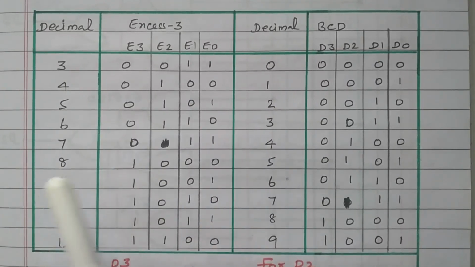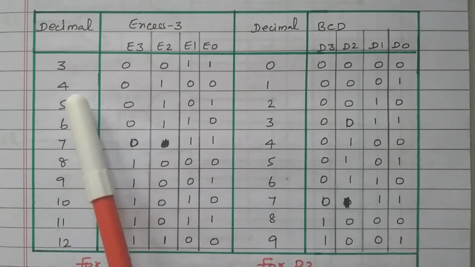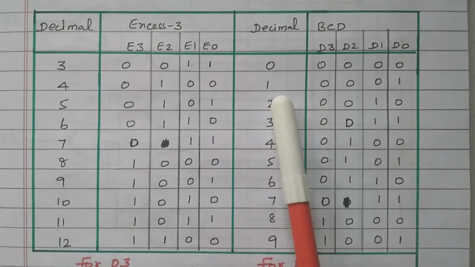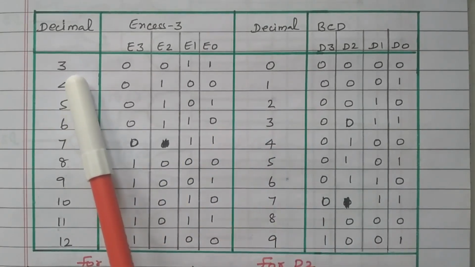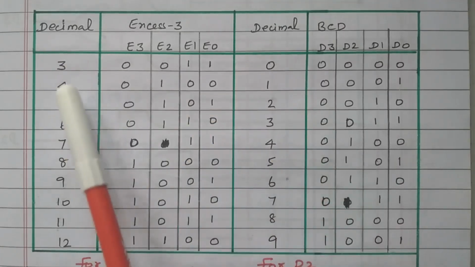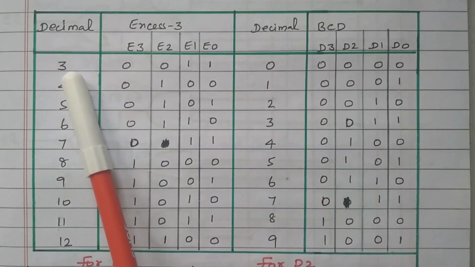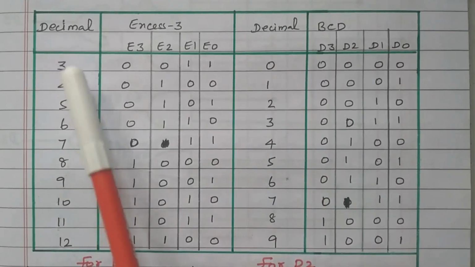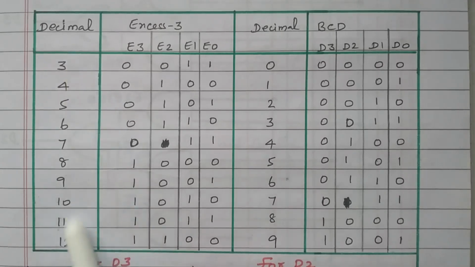Now what we need is XS3 to BCD, so we need to subtract here. 3 minus 3, 0. 4 minus 3, 1. 5 minus 3, 2. Right? At minimum we start with 3. We cannot start with 2 or 1, because while subtracting we will get a negative value. So the minimum XS3 code will be 3. The starting value is 3; 2, 1, 0 will give negative values. So it is from 3 to 12.